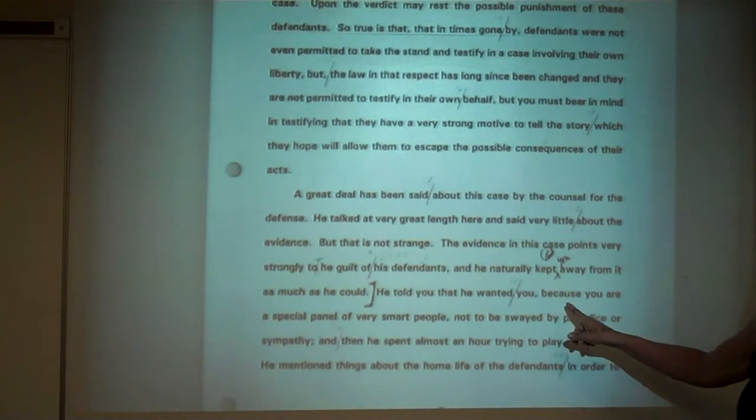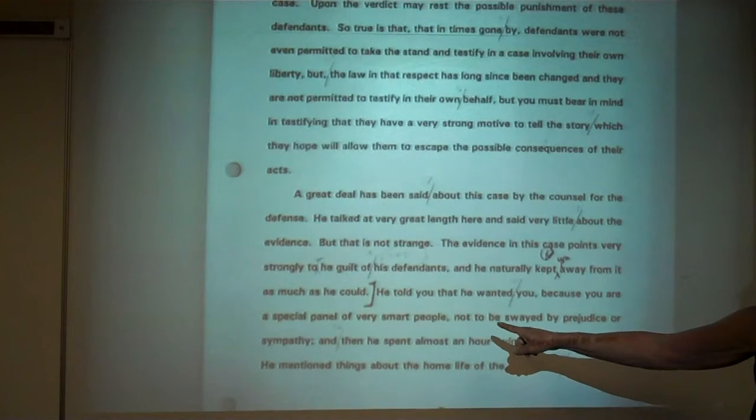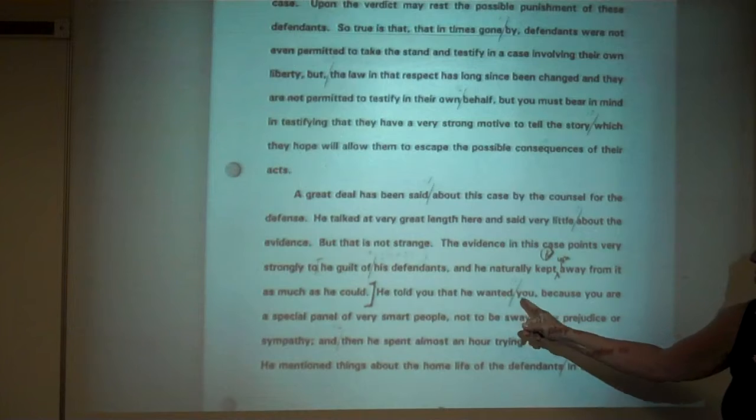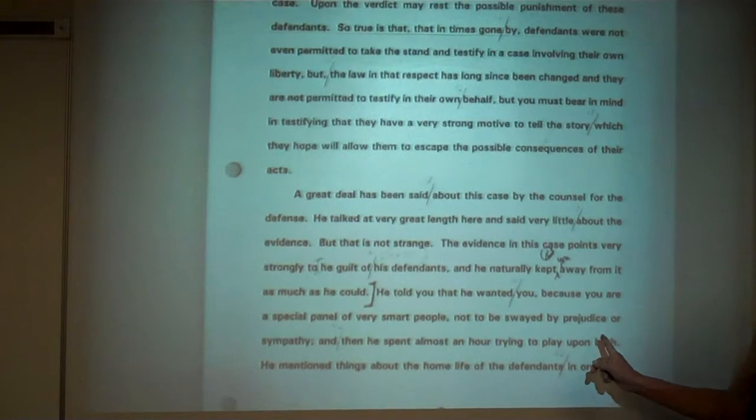Here again, we've got, because you are a special panel of very smart people, you can leave that out. He told you that he wanted you not to be swayed by prejudice. So if you can leave it out and the sentence still makes sense, you surround it by commas. And they're called some kind of clause. It's probably changed since I was in school. Okay?